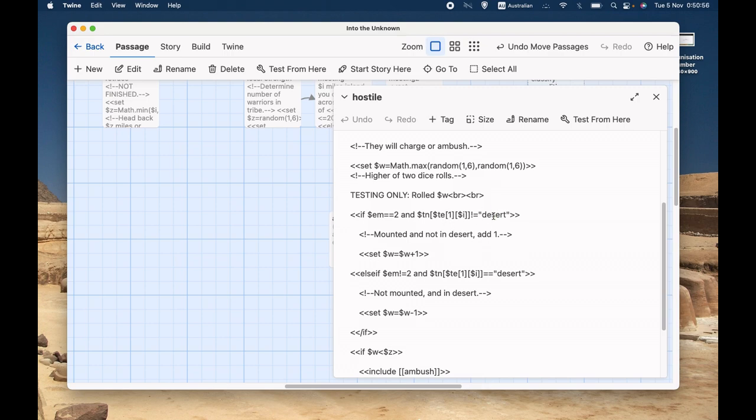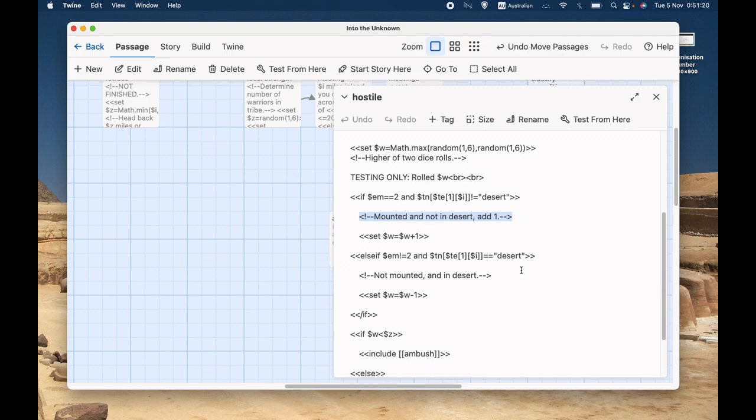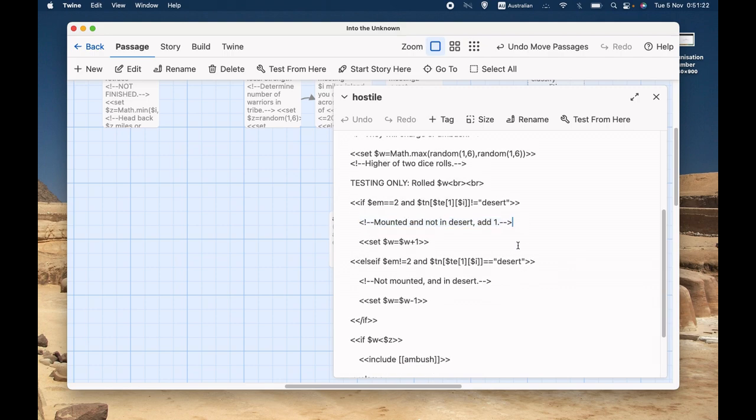So that might make mistakes a bit easier. So instead I've done if TN[I] does not equal desert, and then anyone looking at it can see that we're talking about desert. So if you're mounted and if you're not in the desert, you add 1 to the roll, and a higher roll is better. So being mounted and not in the desert means that you're less likely to be ambushed.